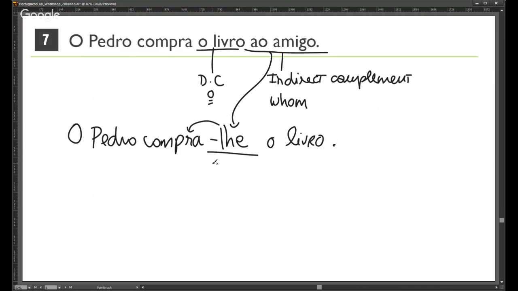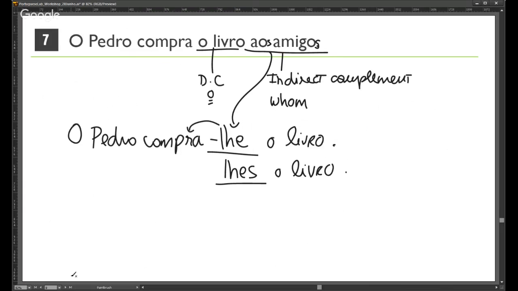This one is going to be similar when you're talking about a plural noun. For example, he buys the book from his friends, aos amigos. Ele compra-lhes o livro. He buys the book from them.